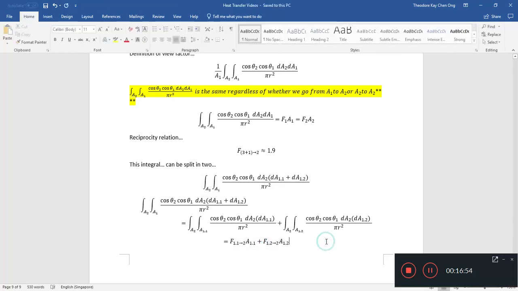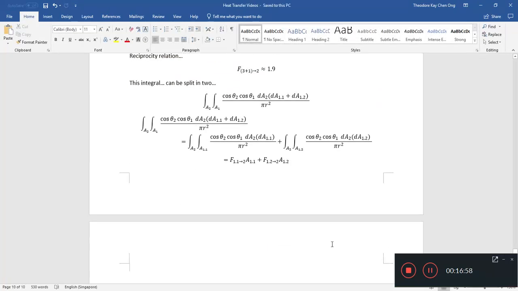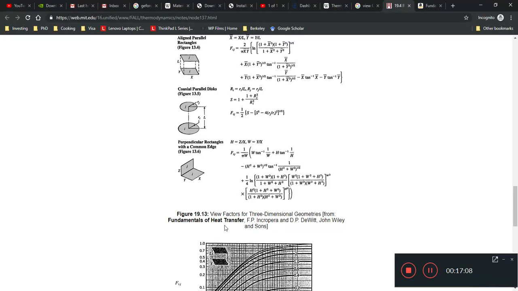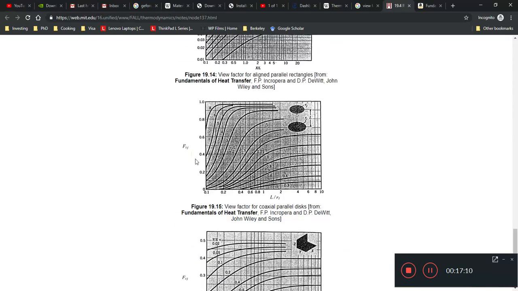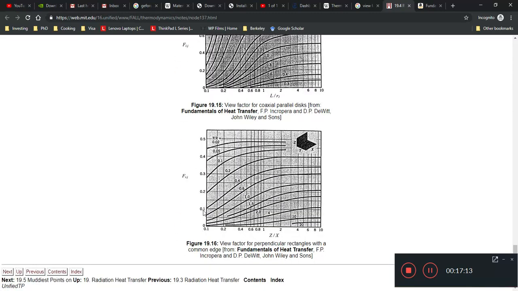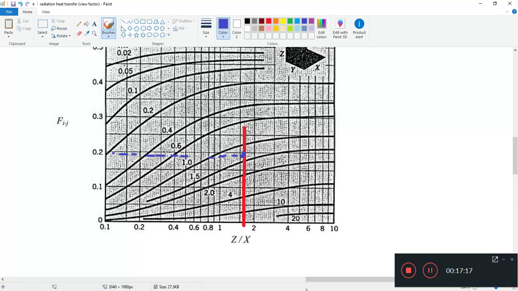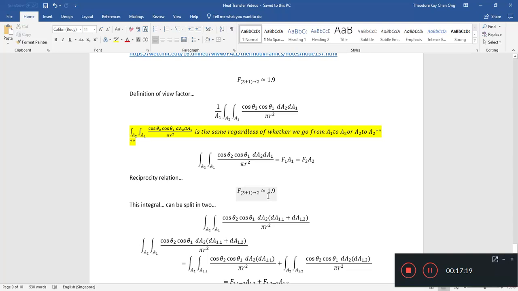So this is the other property of this view factor. I think I read my graph wrongly. Yeah, view factor should only be from 0 to 1. So that's actually 0.19. Sorry, this should not be 1.9.